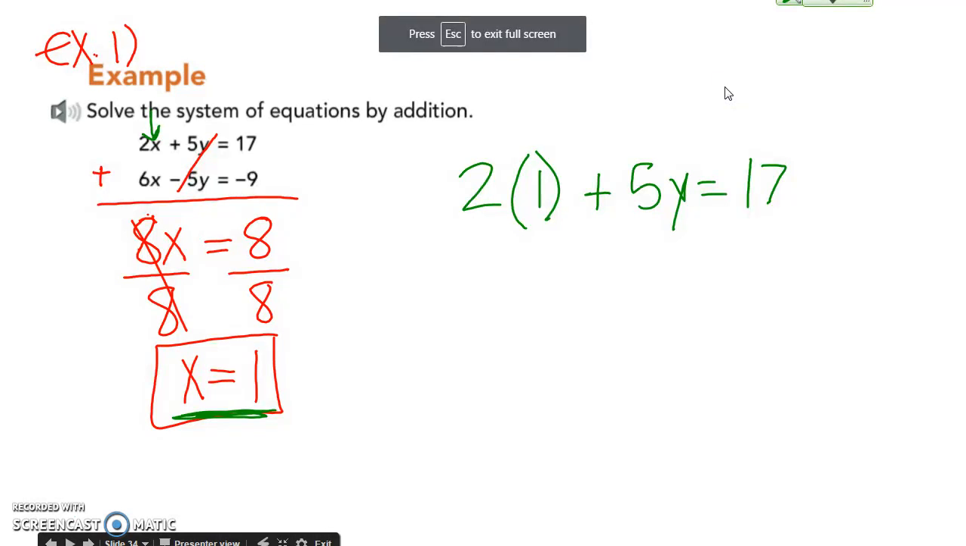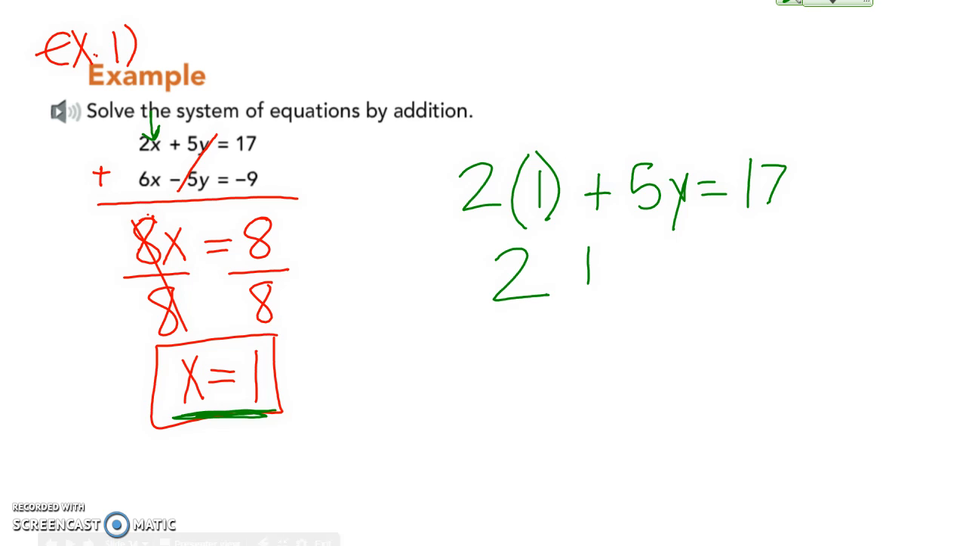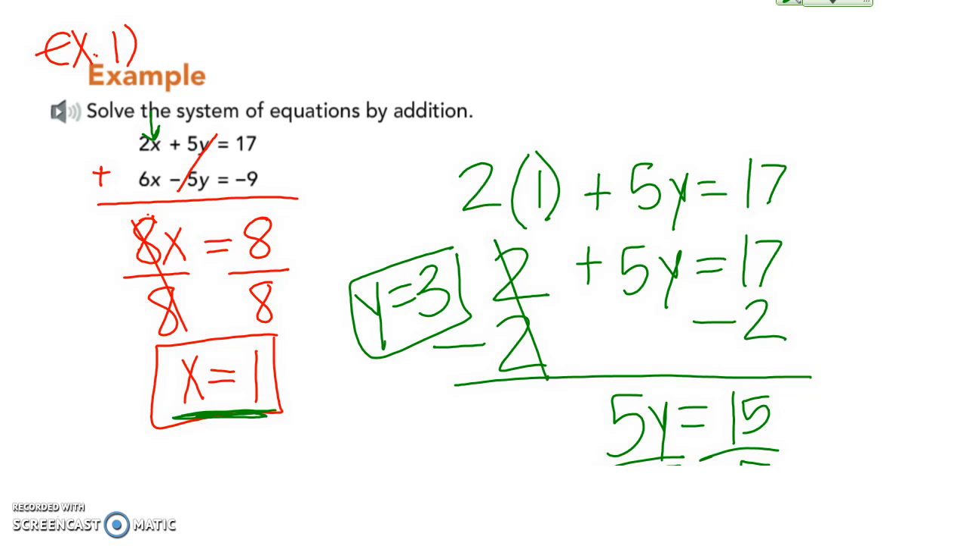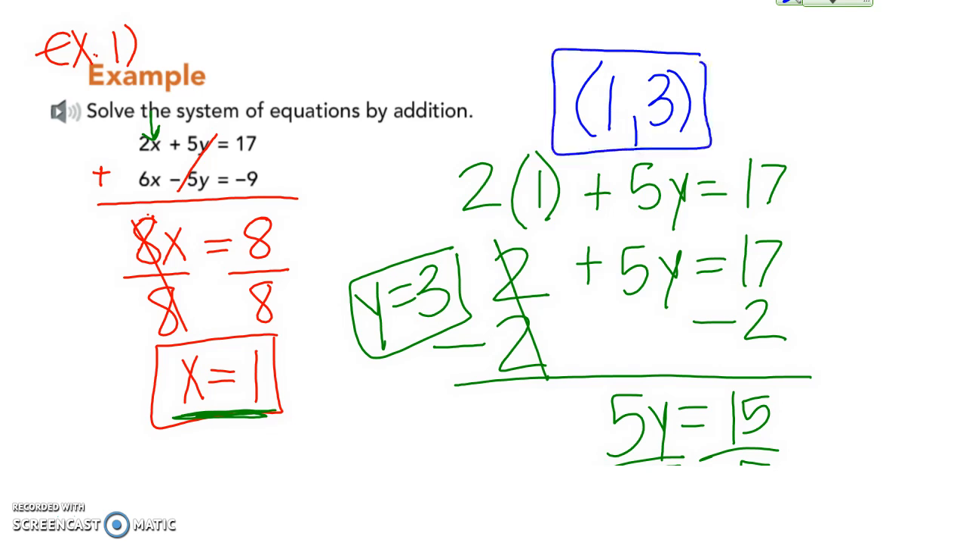One more time. Okay. 2 times 1 is 2, plus 5y equals 17. Now we have a two-step equation, so I subtract 2 on both sides. Cancel. 5y equals 15. So then y divided by 5. Okay. Y equals 3. So if I were to write my answer as an ordered pair, x is 1, y is 3. If I were to graph those two equations on a graph, that point is where the lines would cross. Wasn't that fun? Let's try another one.